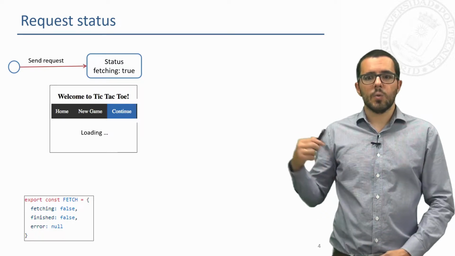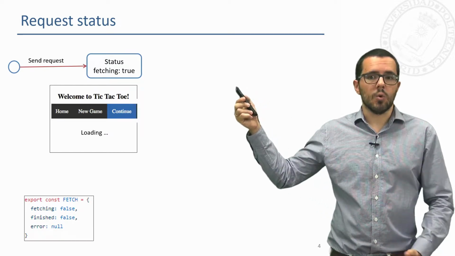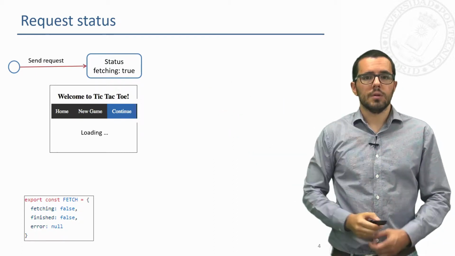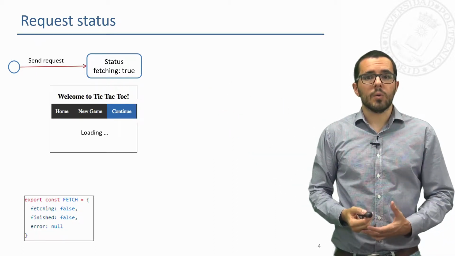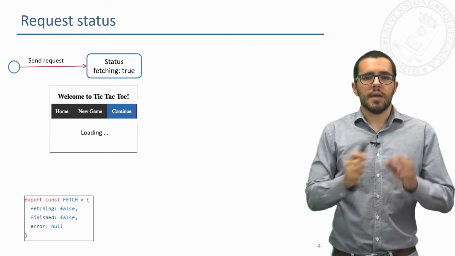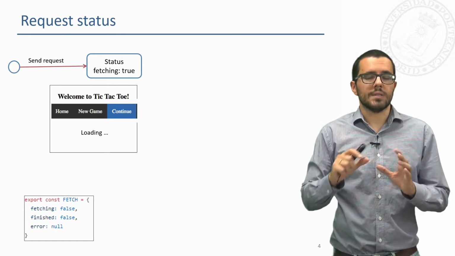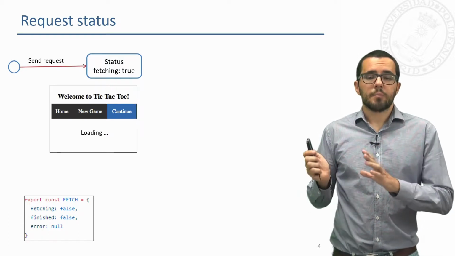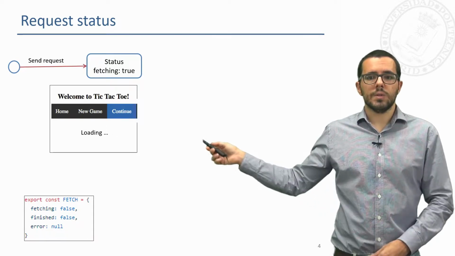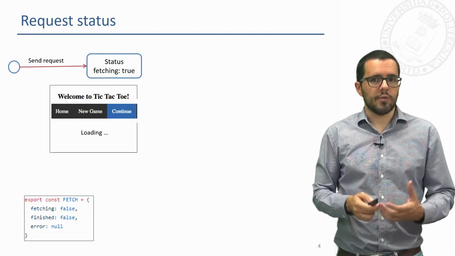In the first place, we perform the request, the Ajax call, and then in the state we set fetching to true. In our app, when we re-render, we check it, and if fetching is true, we show loading or a spinner or whatever. Why? Because we sent the request and still have no response. So the user waits for it.